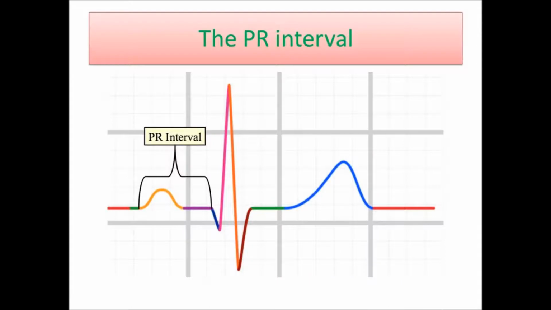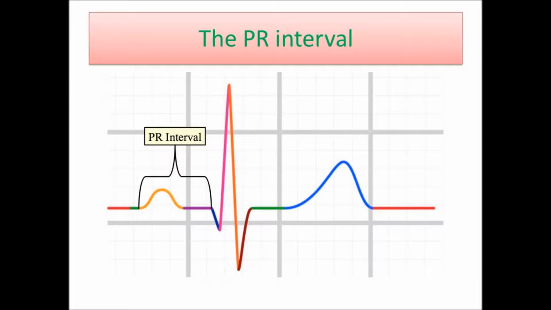Now, after the atrial contraction, the wave will pass into the AV node, and in the AV node there is a natural slowing of the wave to protect the ventricles, as I said earlier. This slowing is represented by a straight line on the EKG. This straight line is known as the PR segment. The PR segment is the pause from the end of atrial depolarization to the beginning of ventricular depolarization.